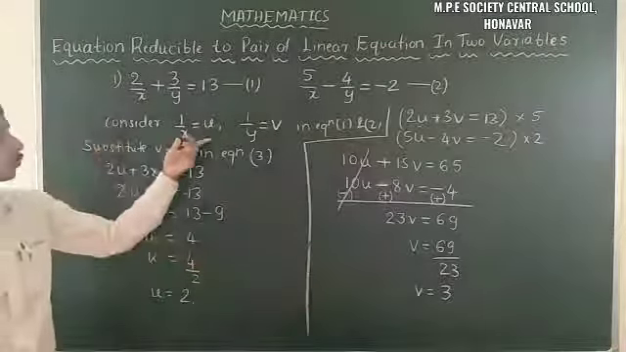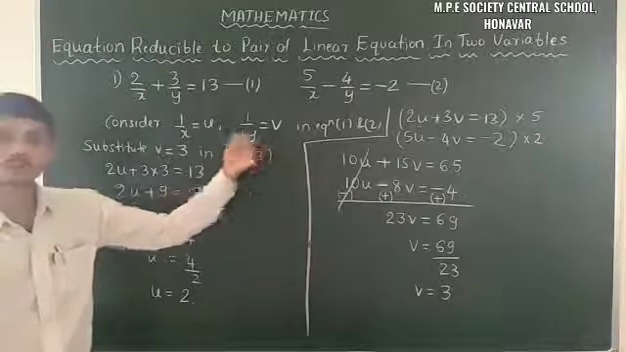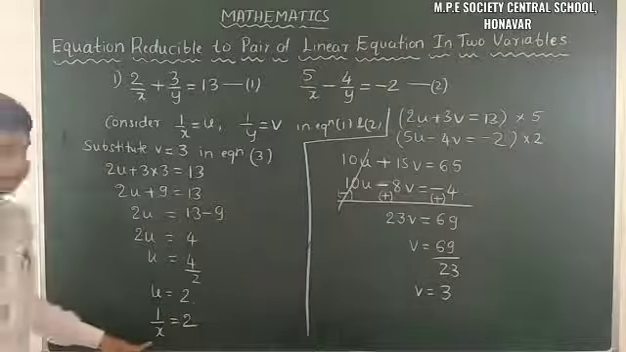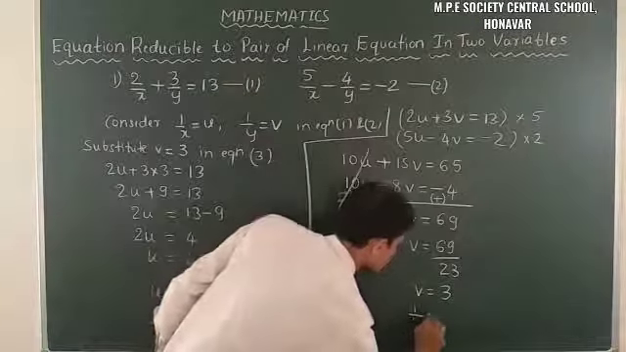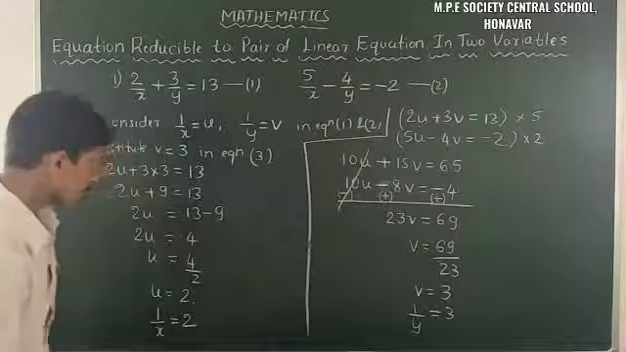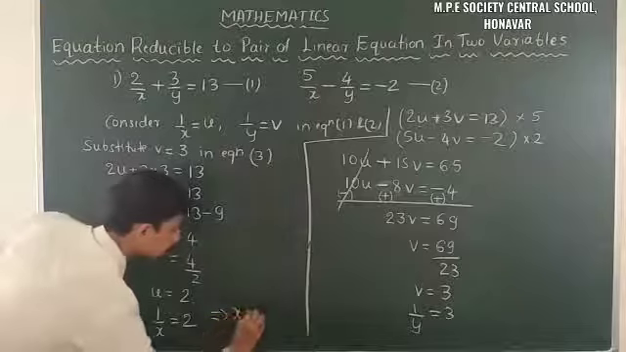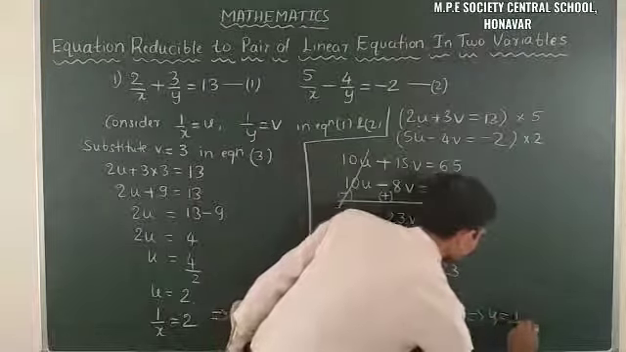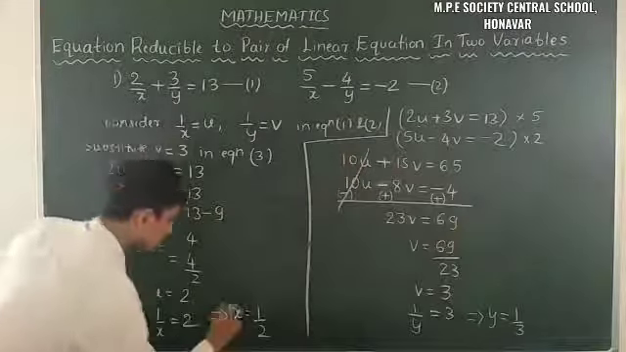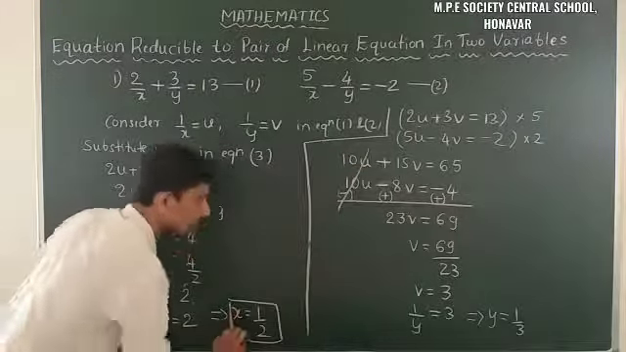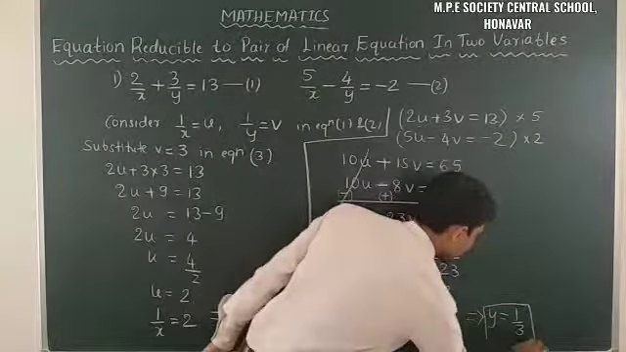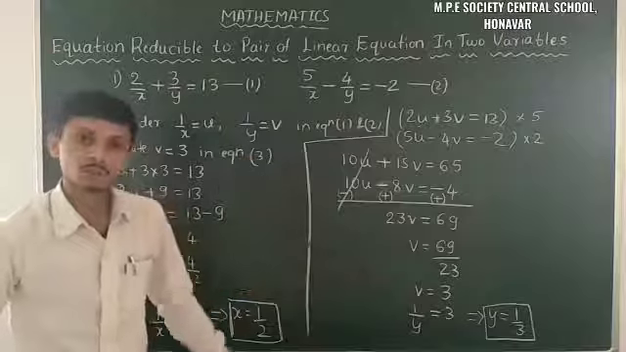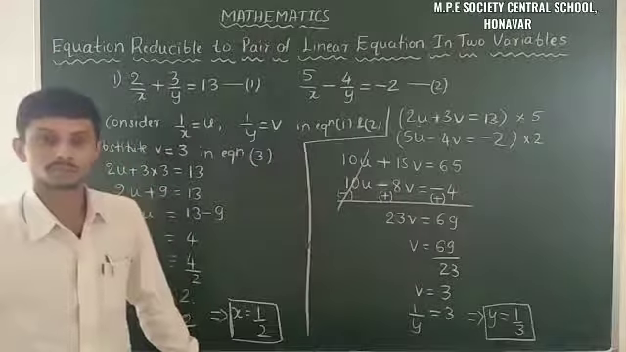We already know that 1 by x is equal to u and 1 by y is equal to v. So 1 by x is equal to 2 here, and 1 by y is equal to 3 here. This implies, what is the value of x? x is equal to 1 by 2 and y is equal to 1 by 3. So x is equal to 1 by 2 and y is equal to 1 by 3 are the solution of the equation or zeros of the equation.